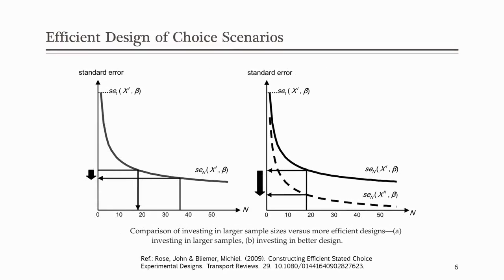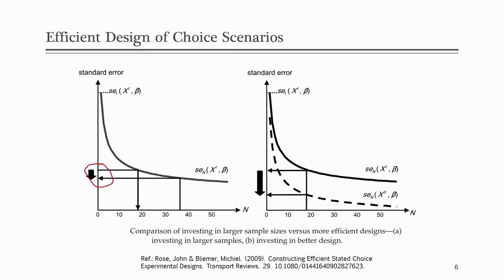Why do we invest in designing efficient choice scenarios rather than increasing the sample of respondents? There is an interesting study done by Rose et al. in 2009. As you can see in the figure on the left, investing in the sample size brings only a very small decrease in the standard error. Our goal here is to decrease the standard error, but as you can see, investing in numbers helps very little.